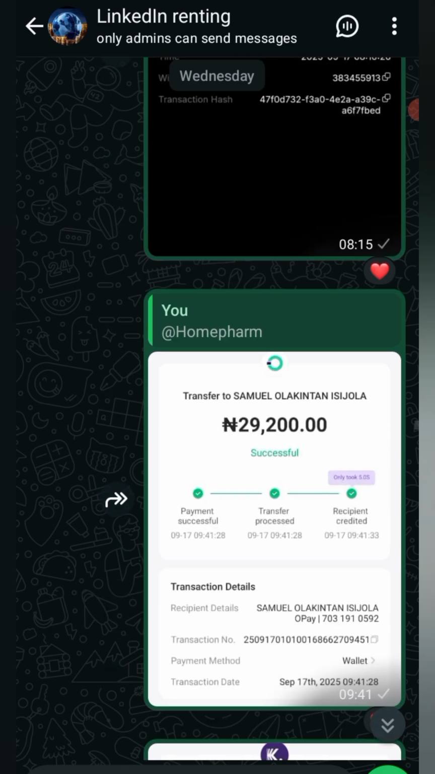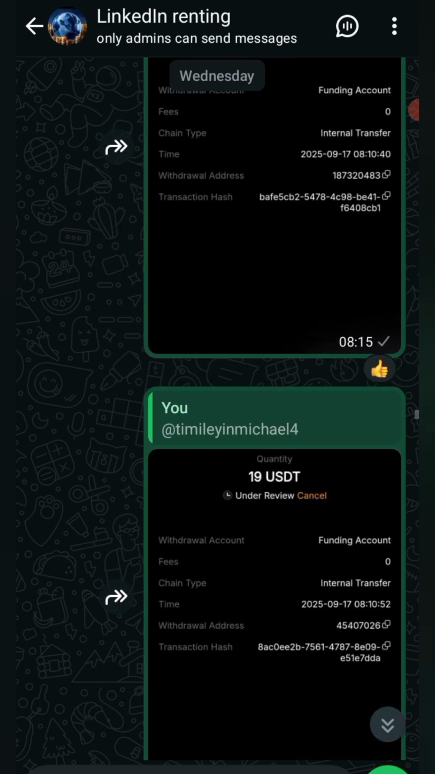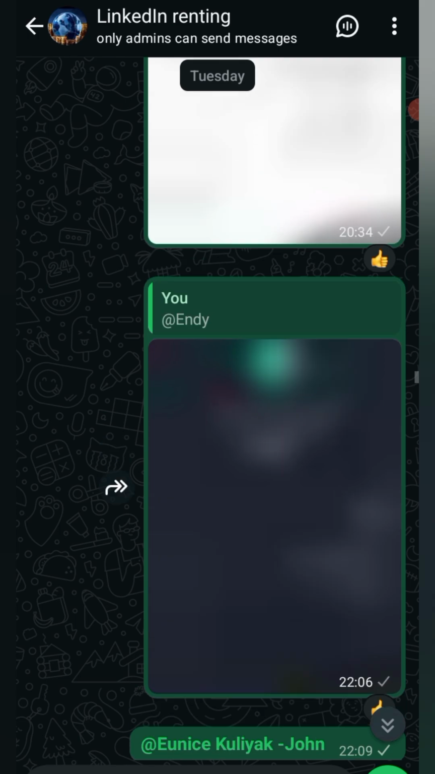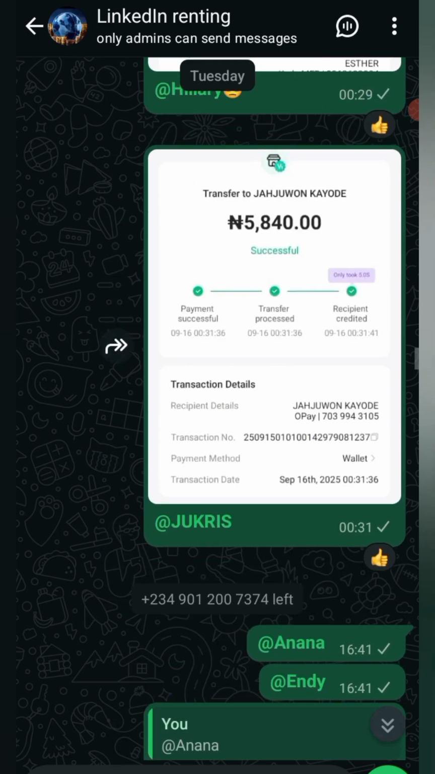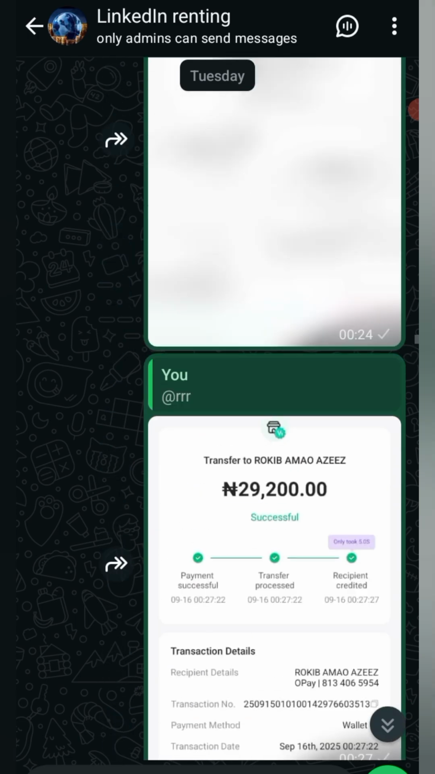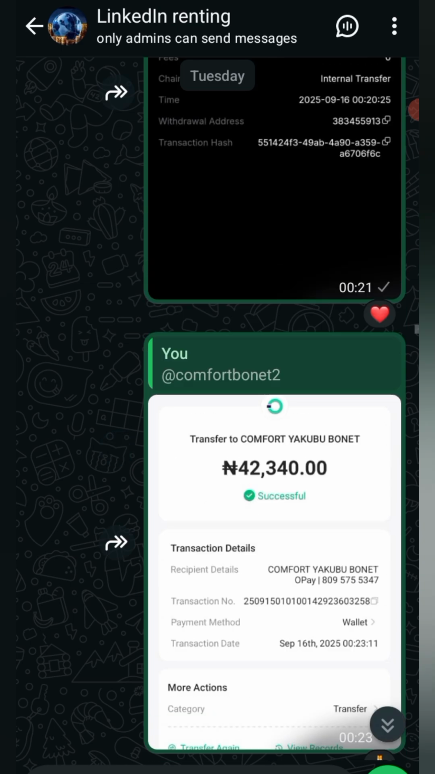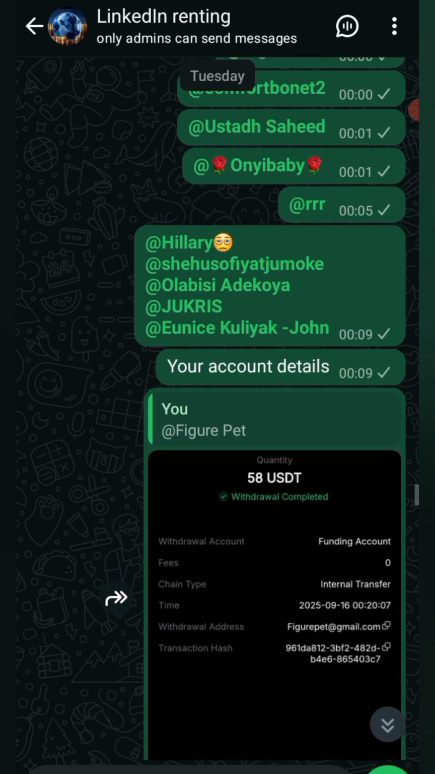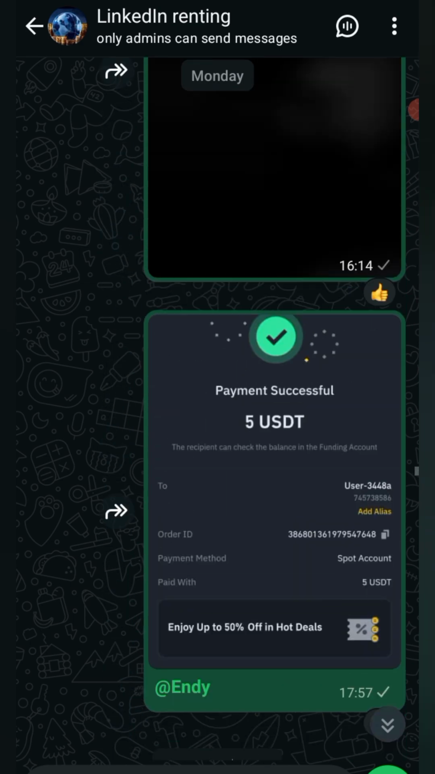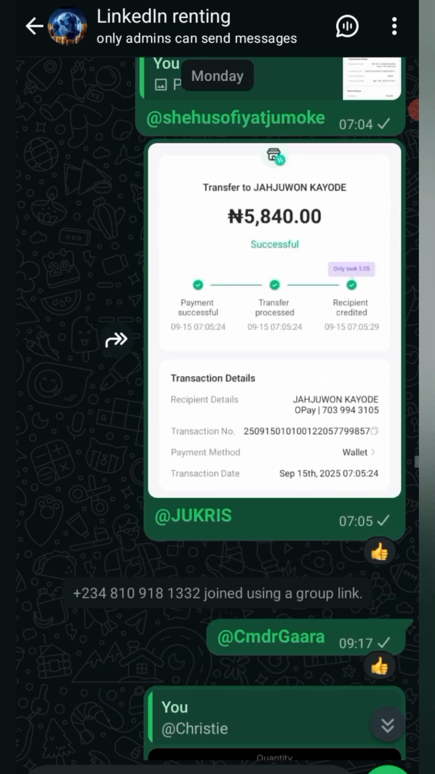So these are the people I have paid. I'm a legit agent. If you have a LinkedIn account, chat me up to rent your account. These are the people that I have paid. These are the people I have paid. It is not fake, dear. It is not fake. It is real, legit.